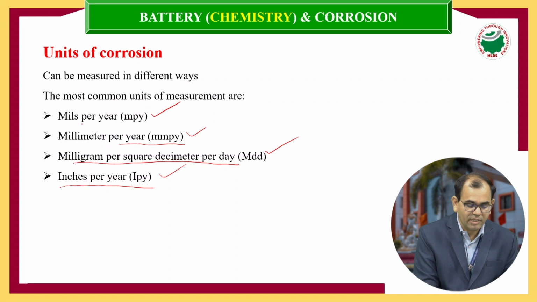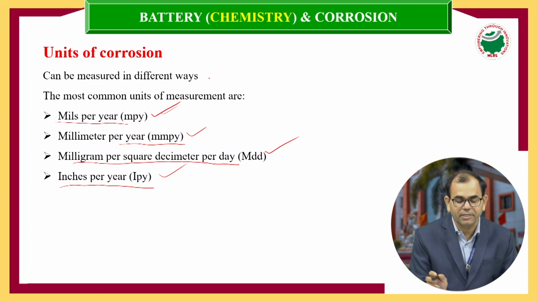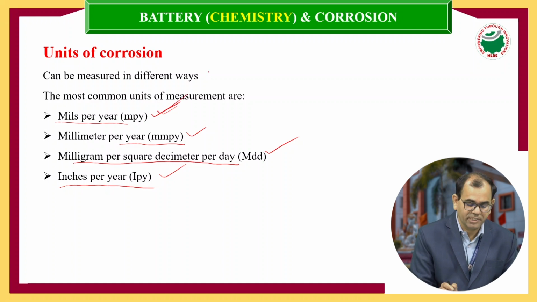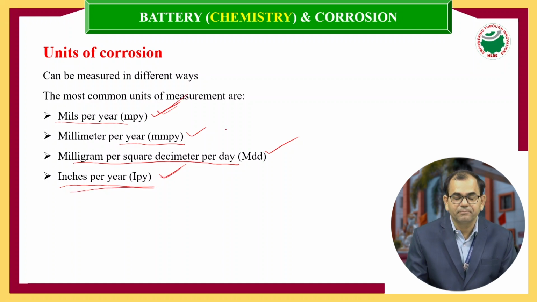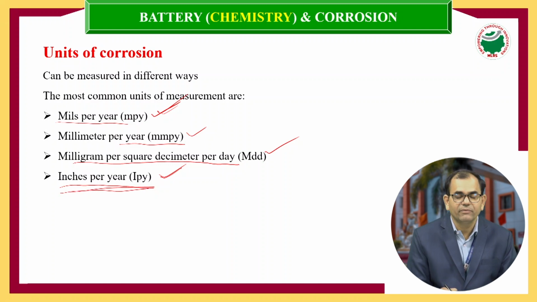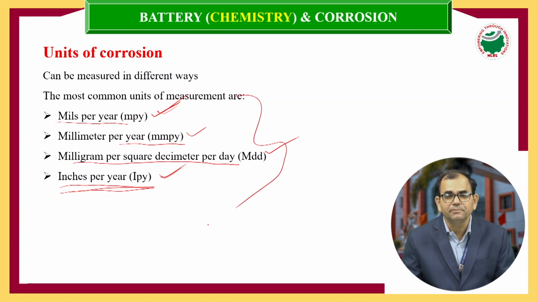So that's why the units are miles per year. Sometimes metals take several years to corrode. That's why miles per year, inches per year. How many inches of corrosion have spread on the metal surface per year? That is IPY, inches per year. So these are some of the units for corrosion expression.